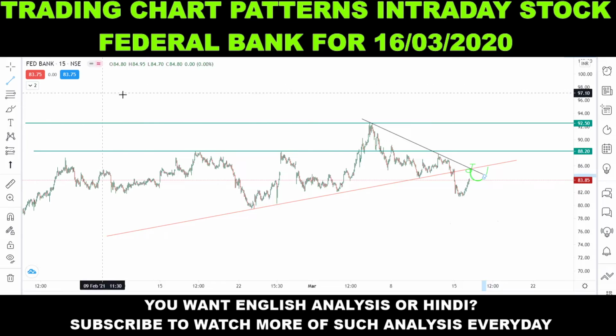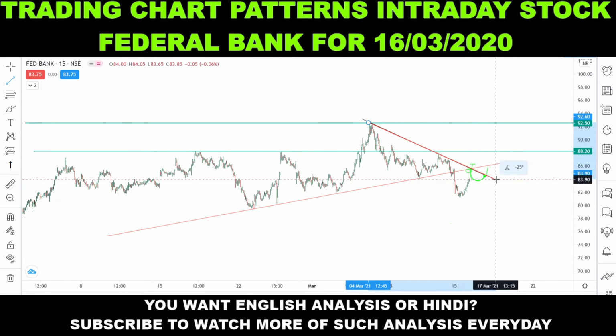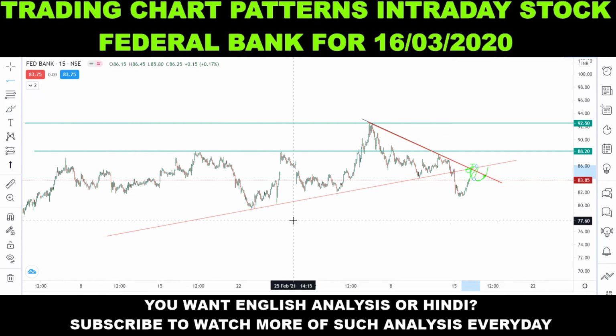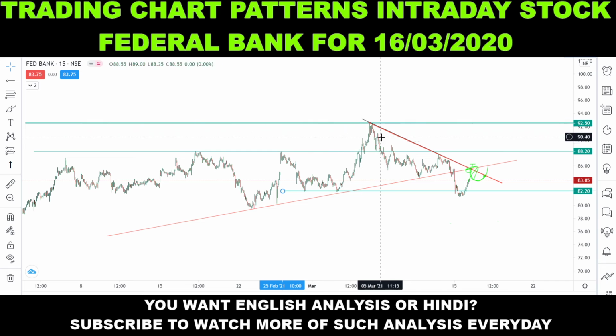First, what you have to do is just draw this sort of a trend line. If the stock gives a breakout above this trend line in the 15-minute time frame, only then consider buying the stocks. Until then, don't go for buying. You should not trade on an intraday basis until you know how to draw trend lines.